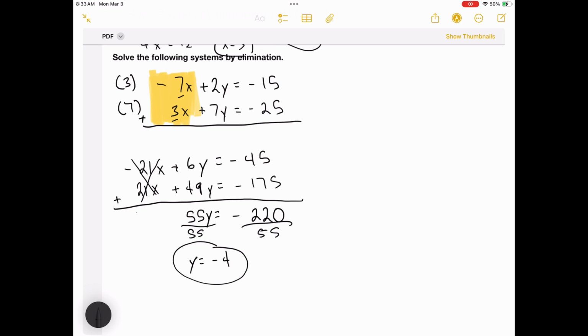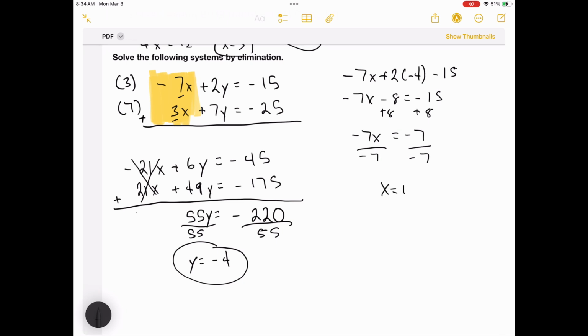Now, I'm going to go back to one of my original equations and go ahead and put that -4 in. And I think the top one might be the easier one, so we'll just do that. So it's going to be -7x plus 2 times -4 minus 15. -7x minus 8 equals -15 plus 8 plus 8. -7x equals -7. X equals 1. Sorry, not -1. So my final answer is 1 comma -4.